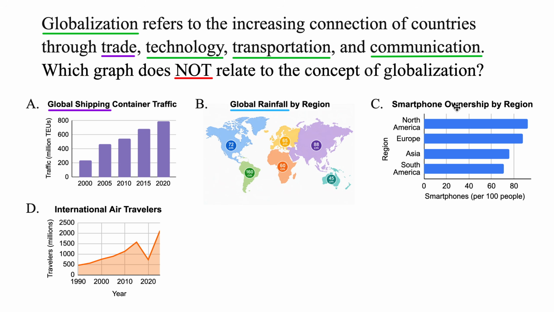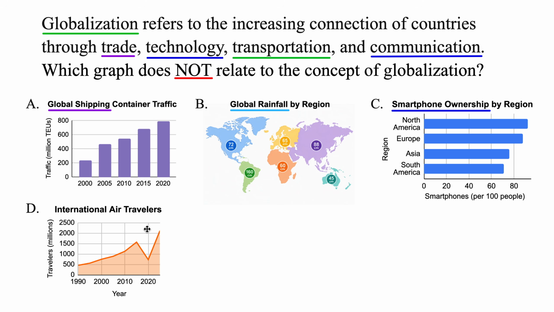Smartphone ownership by region. So people owning smartphones. But smartphone ownership, well, that has to do with technology and communication. We'll go ahead and highlight those. So this graph definitely shows globalization going on. In other words, the connection between people in different countries.